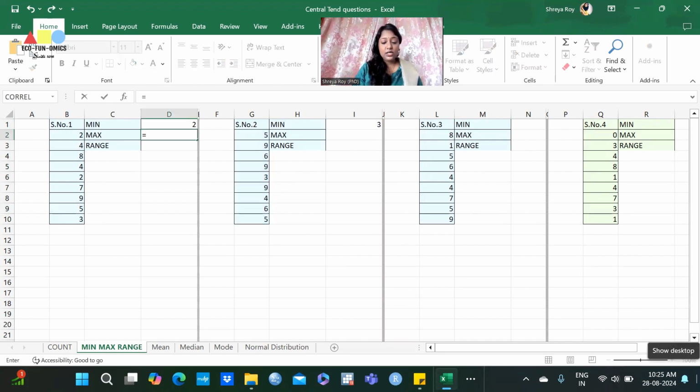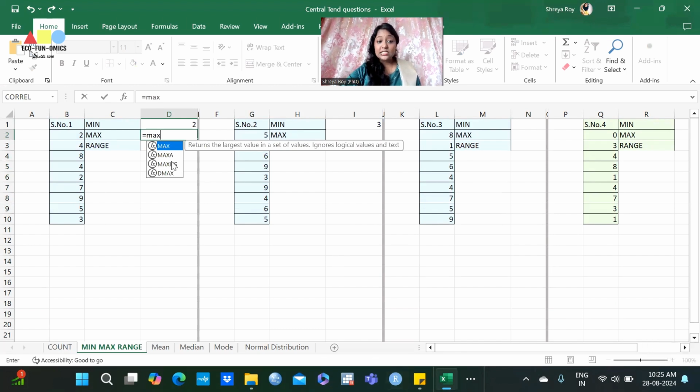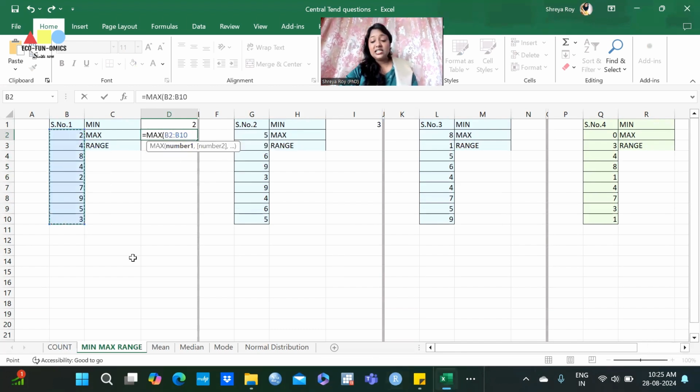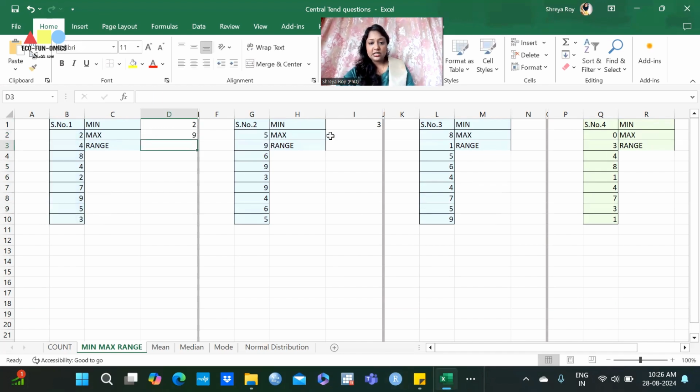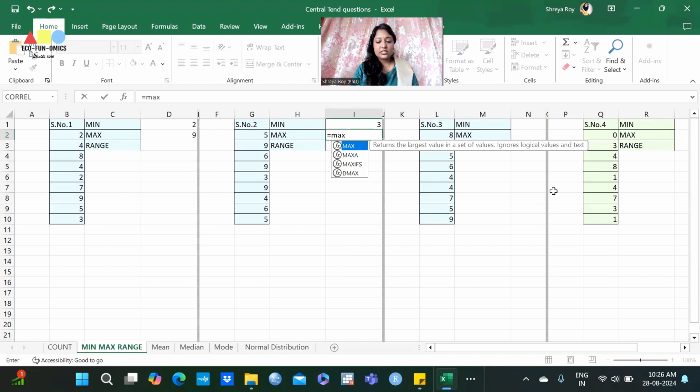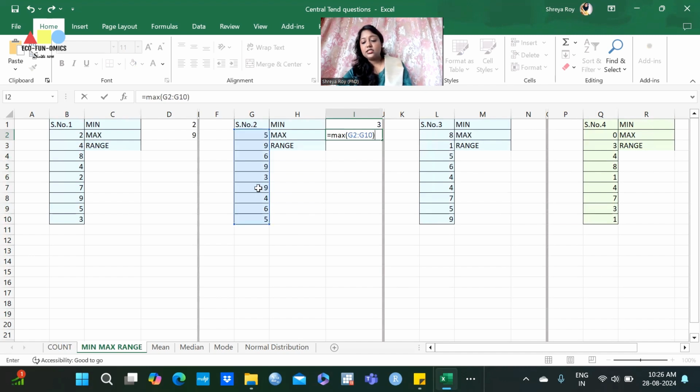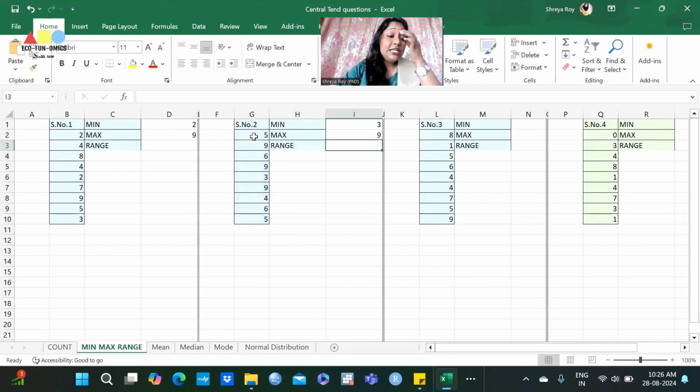For maximum, is equal to MAX, which stands for maximum, open bracket, select the cells, close bracket, enter. Is equal to MAX, open bracket, select the cells, close bracket and enter. The thing that we need to notice over here is minimum and maximum are needed mostly to calculate the range. Otherwise, you have very little purpose of minimum or maximum.